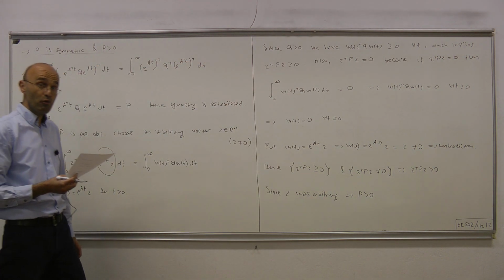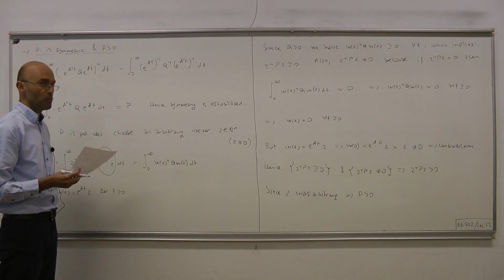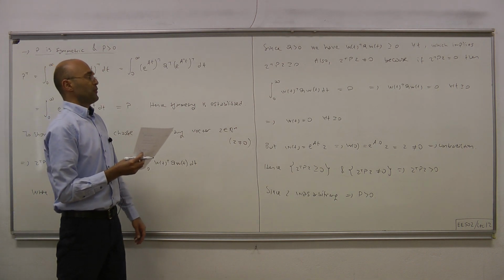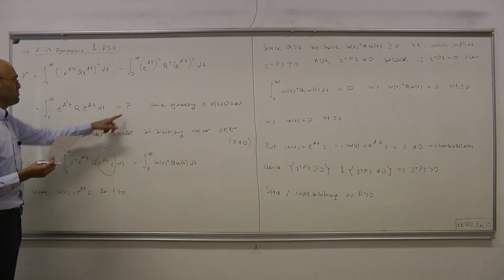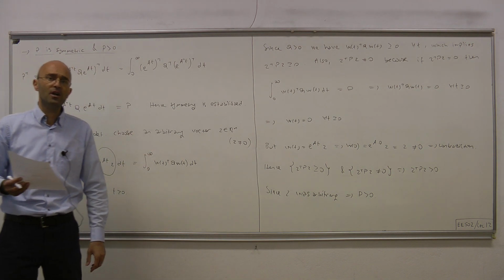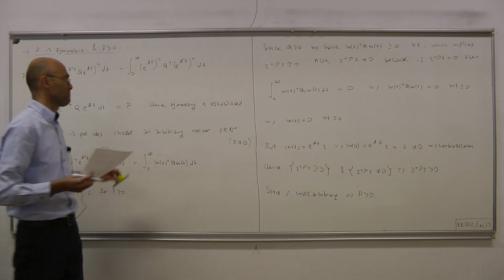Okay, so we're still proving 2 implies 4, and there's only one thing that remains now, and it's to show that this P is the unique solution to the Lyapunov equation.